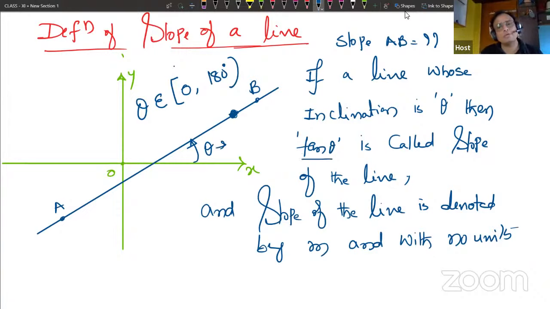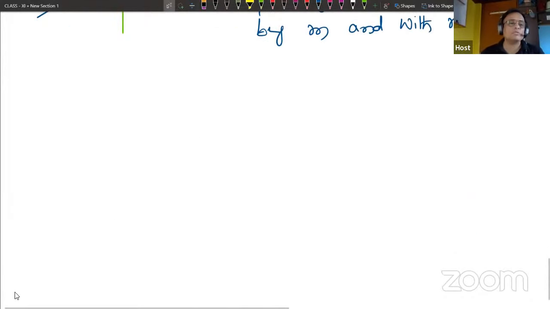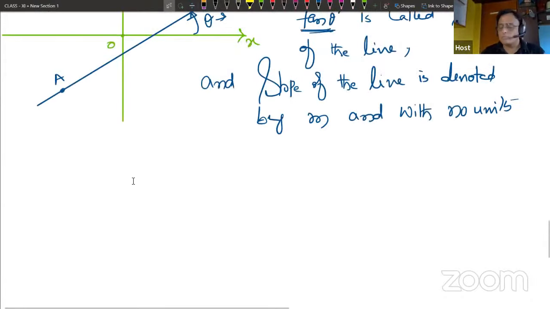We take tan of that inclination because, as I just gave you a clear idea, slope depends on opposite and adjacent. Opposite and adjacent cannot be used in the sine or cos ratio, so tan uses only opposite and adjacent. That is the reason we take tan theta to define the slope of a line. So you can understand this first. Now, we'll discuss different shapes, and I will give you the slopes also.